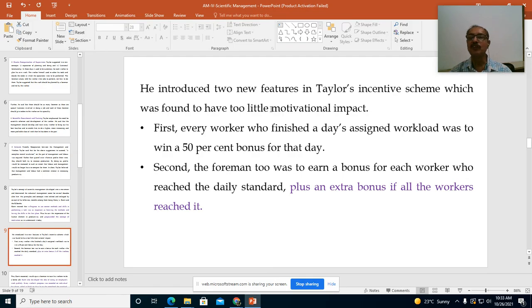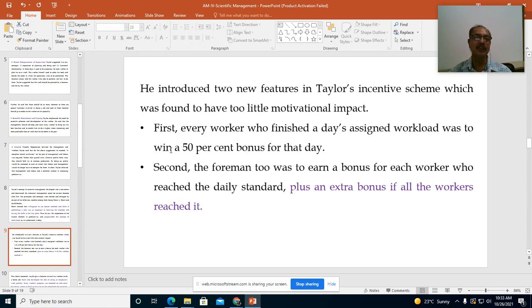He introduced two new features in Taylor's incentive schemes, which was found to have too little motivational impact, because Taylor was basically focusing on only the compensation part. That means if you are able to increase the piece rate, your payment is going to increase, or the compensation is going to increase.